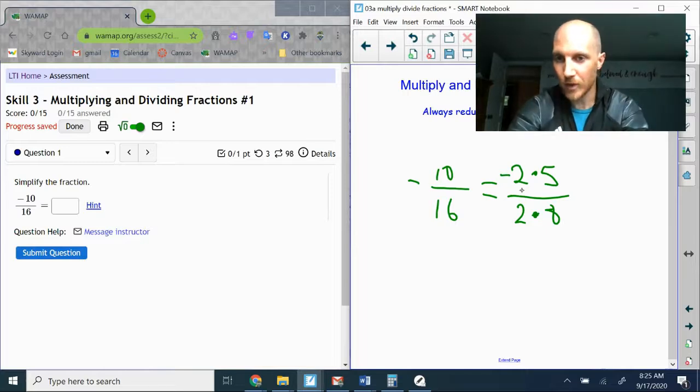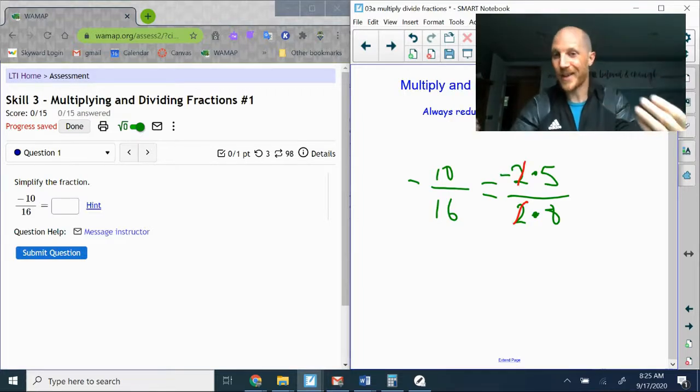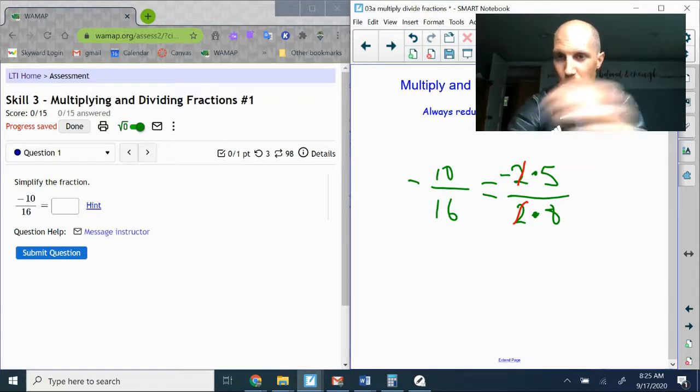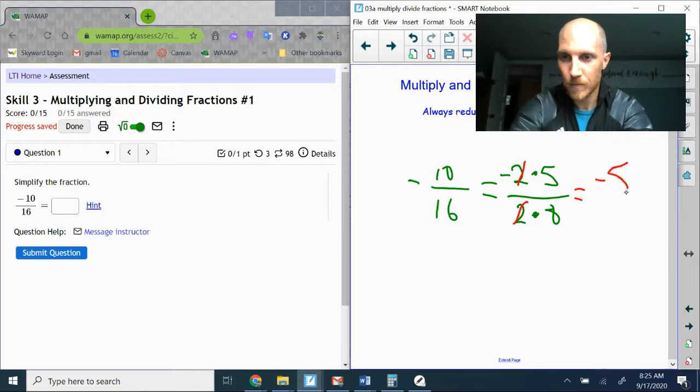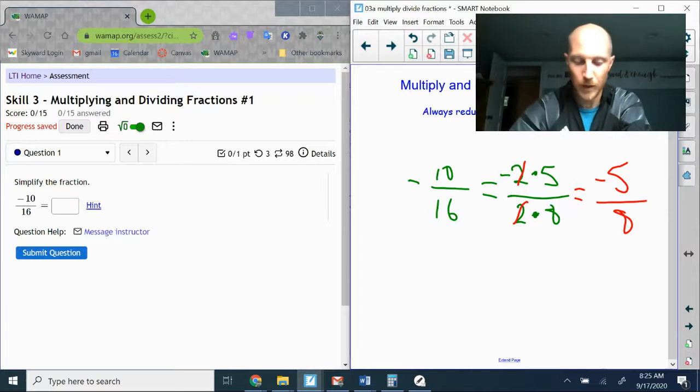Okay, well, since I have 2's on the top and the bottom, let me change colors. This 2 and this 2, they cancel each other out. It isn't really canceling, but any number divided by itself, 2 divided by 2, equals 1. So if I divide those out, it gives me a 1, which is not going to affect anything. So I'd be left with a negative sign and a 5 on the top, and on the bottom, I've got that 8. All right, so I have now reduced this fraction as much as possible. It's negative 5 over 8.